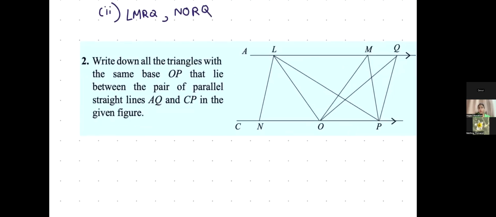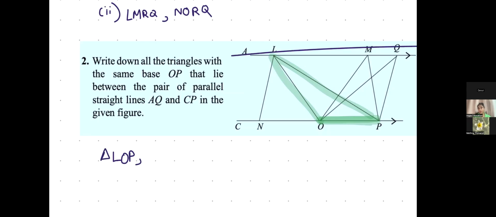Write all the triangles with the same base OP between the same pair of parallel lines AQ and CP. We need to write the triangles that have OP, between the parallel lines, as the base. One is, we can write LOP, this triangle. Right? LOP. Triangle LOP. See, triangle LOP lies between AQ and CP and also has base OP. So that's all good.